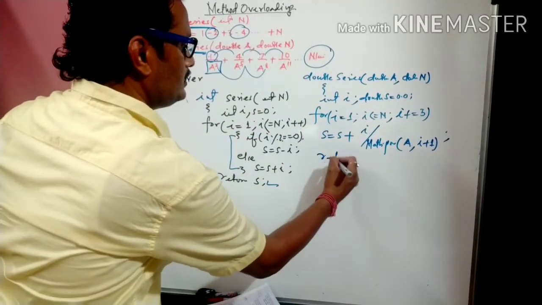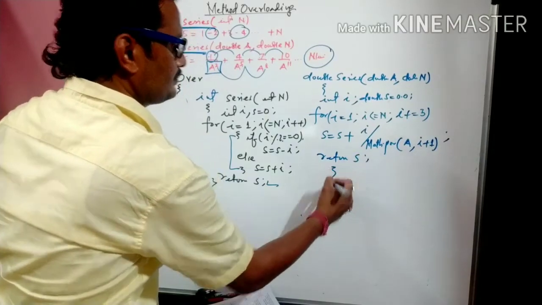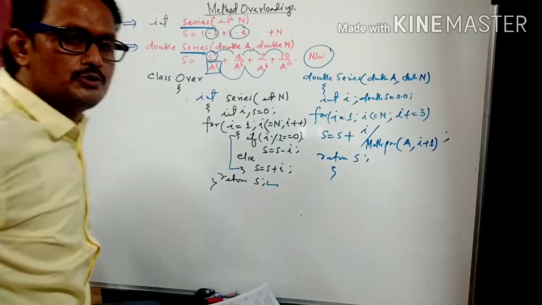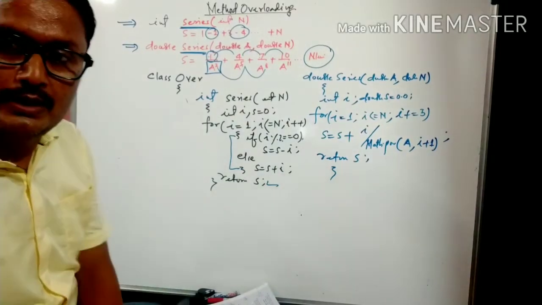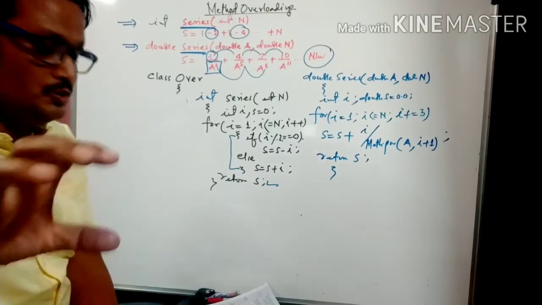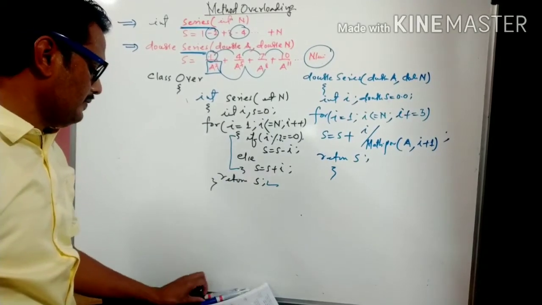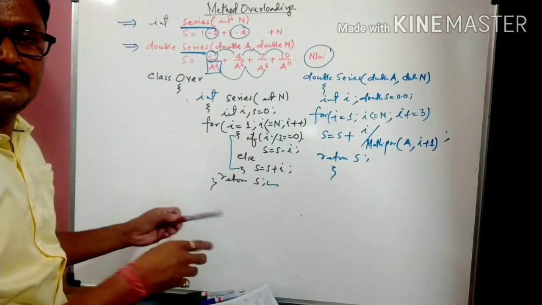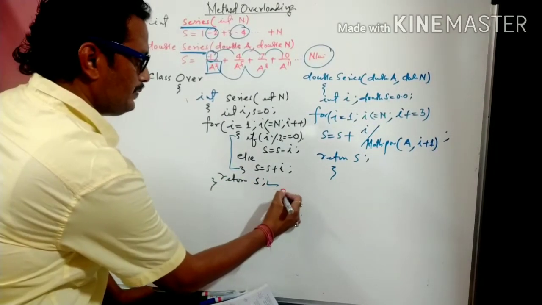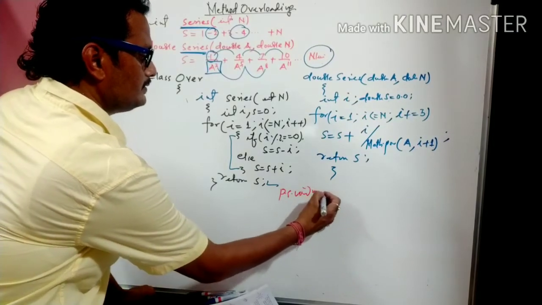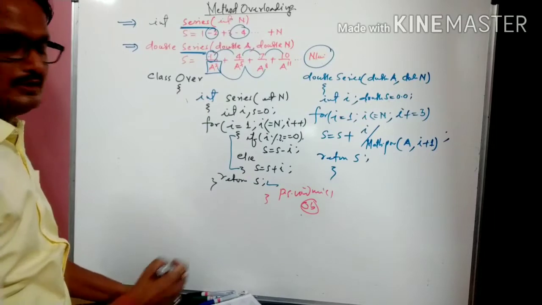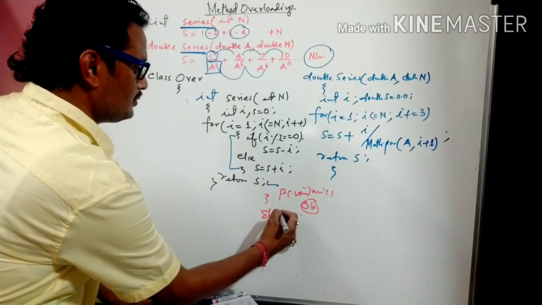And here what you have to do? Return s. As I told you in the last class, in method overloading there is no need to create main, but here to execute this program I am using main. This is public static void main. This is the object of this class. All right, now you write System.out.println.